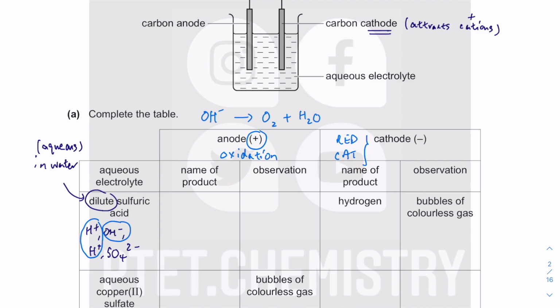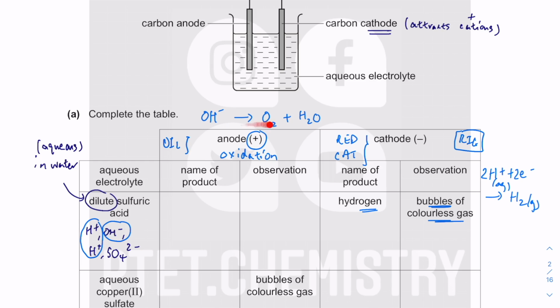Whereas it's reduction at the cathode, because it's red cat. So this is the acronym that we came up with. Reduction happens at the cathode. Oxidation is loss of electrons, reduction is gain of electrons. So gaining of electrons happens at the cathode, which attracts cations. Therefore, the cathode is negatively charged. So you have H plus plus electrons, in fact 2H plus plus 2 electrons, giving you H2 gas. That is why you get hydrogen gas, and you get effervescence of a colorless gas.